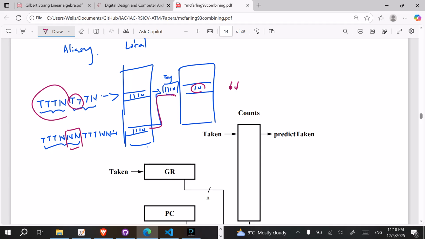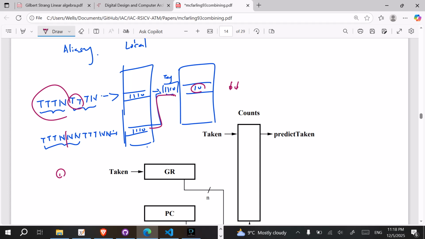And now you can see that I had this issue of sharing between two different branches. That only comes because I'm no longer using PC as my index. I just told you that the PC address might not be that relevant. I'm only using the pattern, but then the pattern itself might be shared. So there are two types of issues that we can solve here. First of all, you notice that there's only 4 bits, and 4 bits might not be enough to capture the whole pattern.